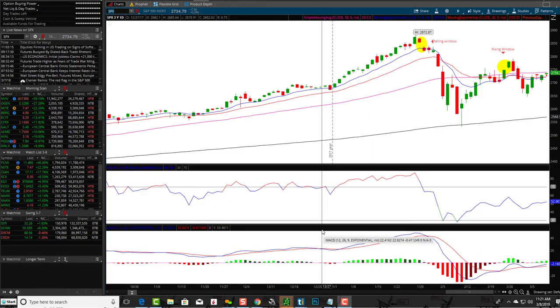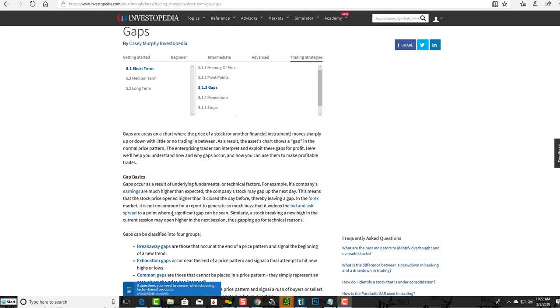Wanted to make this video on the falling window pattern, otherwise known as a gap down. So gaps are also known as windows. Gaps are areas on a chart where the price of a stock or other financial instrument moves sharply up or down with little or no trading in between. As a result, the asset's chart shows a gap in the normal price action. And you can keep reading down and read more.